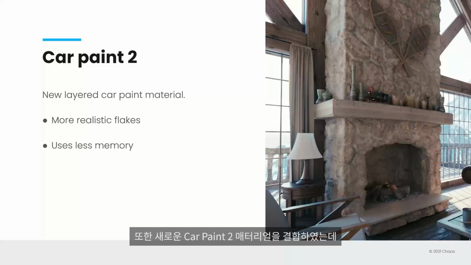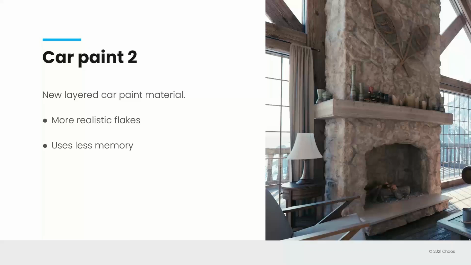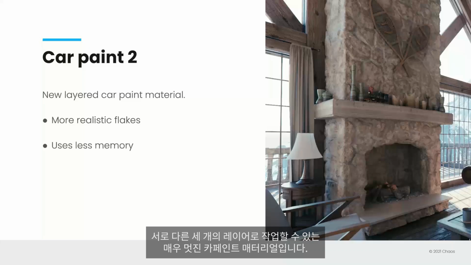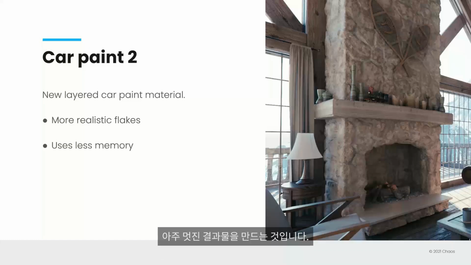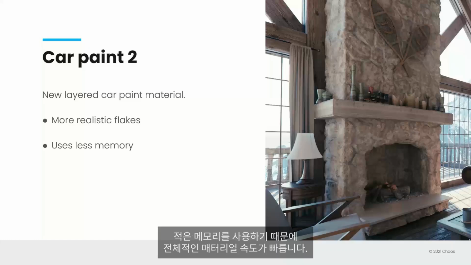We've also integrated a brand new Car Paint 2 material. So this is a really, really cool car paint material that basically gives you 3 different layers to work with. So there's a diffuse layer, a flakes layer, and a clear coat that you can mix together to create some really interesting looking results. And in particular, the flakes are much more realistic. So those will give you some really beautiful looking flakes, and it uses less memory. So it's overall just a faster material.